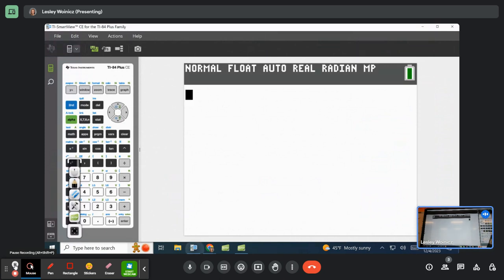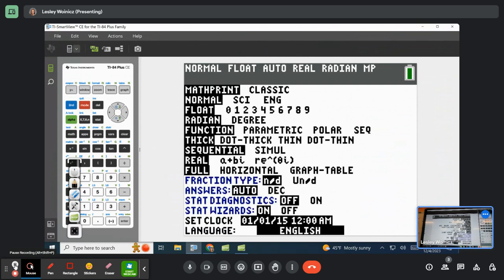Okay. Go to your calculator. Go to mode. Okay, do you see that right now my cursor is on radians? It's highlighted in black. So I have to arrow down and go over to degrees and hit enter on degree mode. Okay, does everybody know how to do it? Okay.